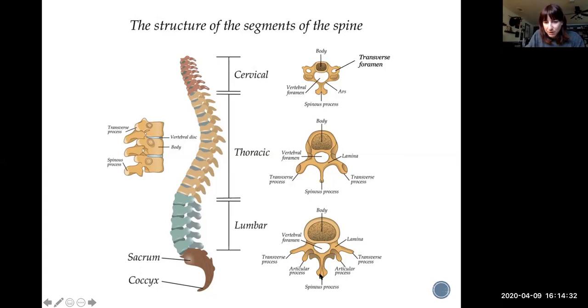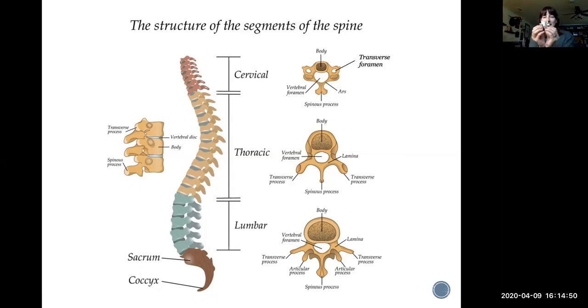And the spinous processes of your lumbar vertebrae are also very, very large, but you generally can't see them because they're in this concave lumbar curvature there. Okay, so you have spinous processes along the back of each vertebra.